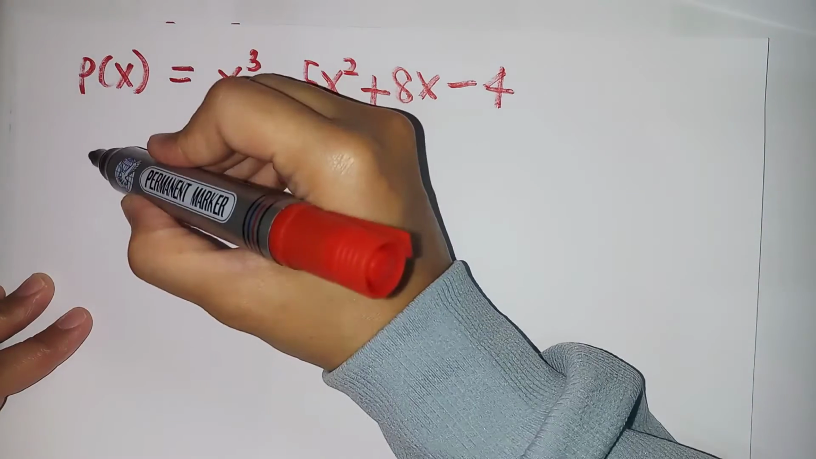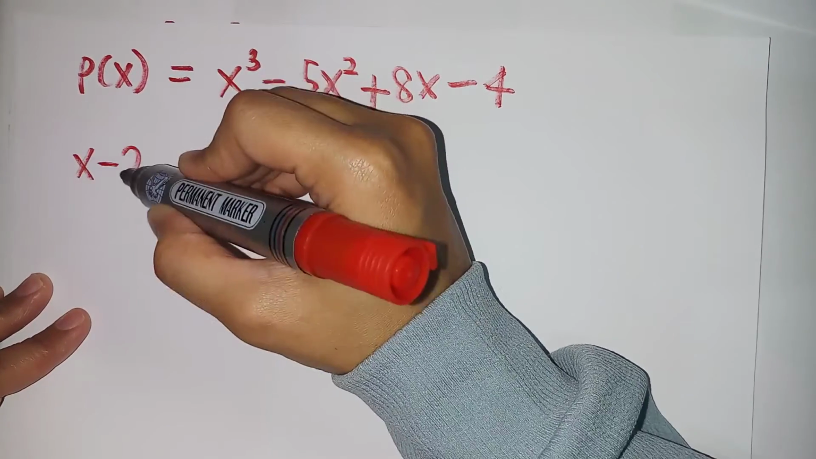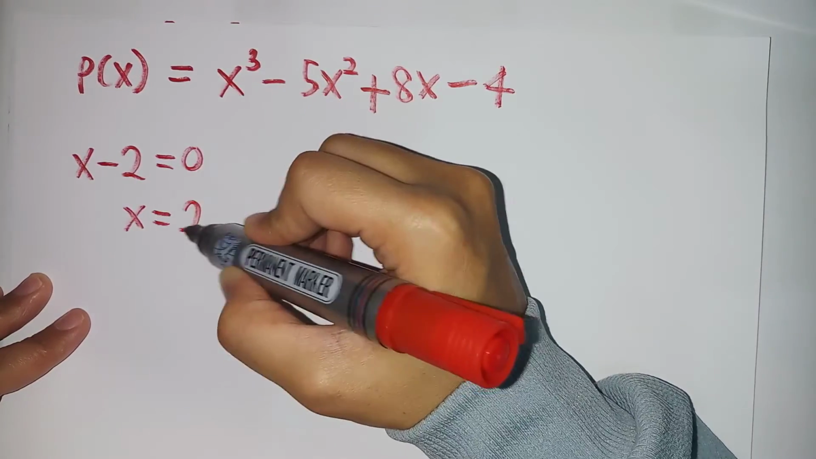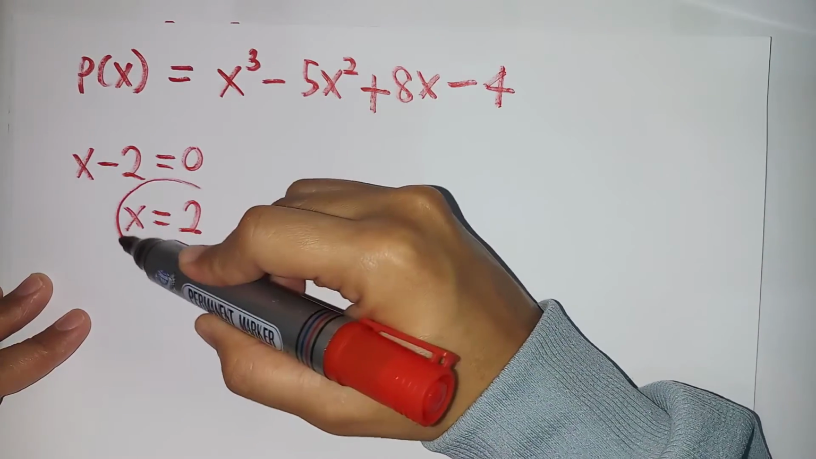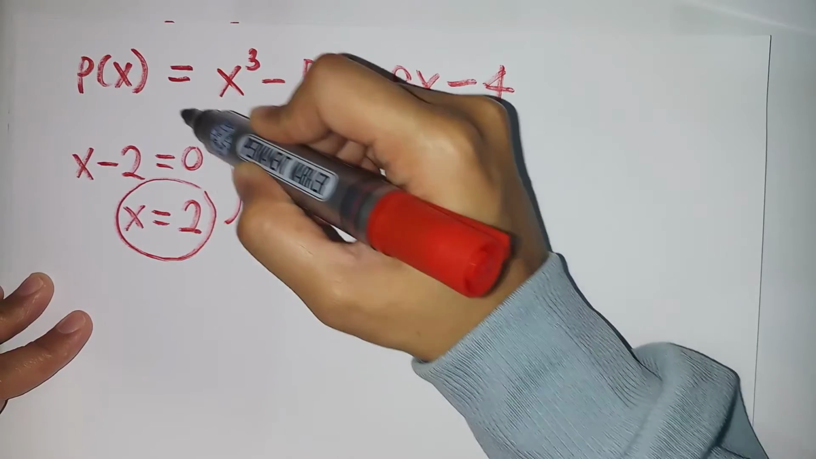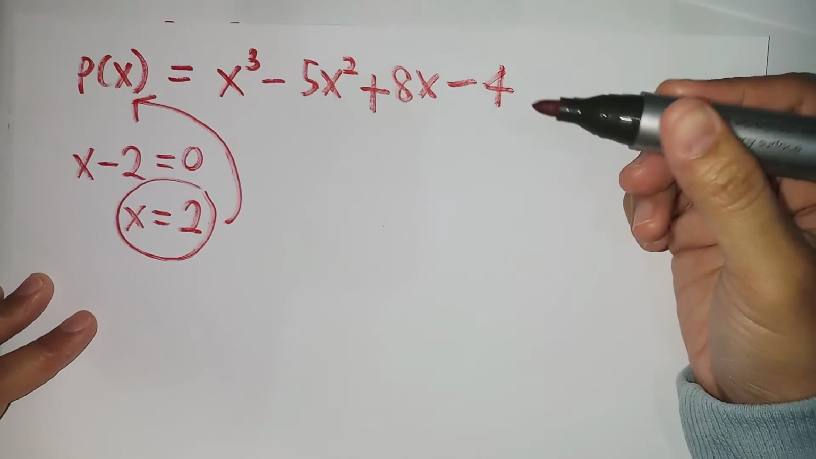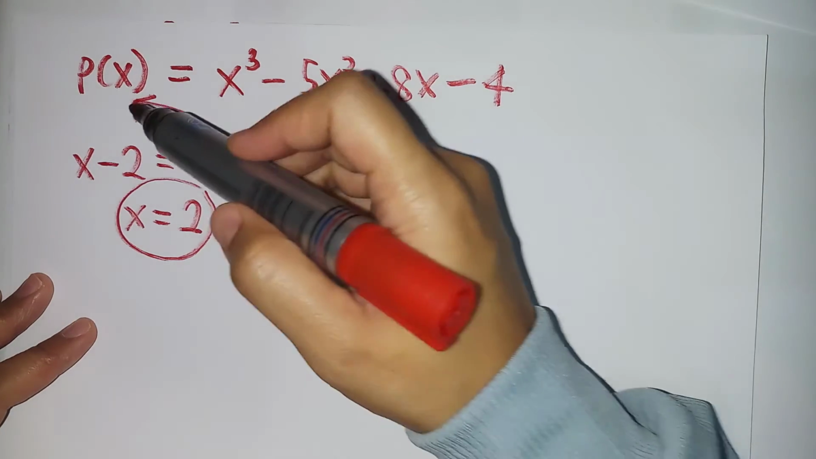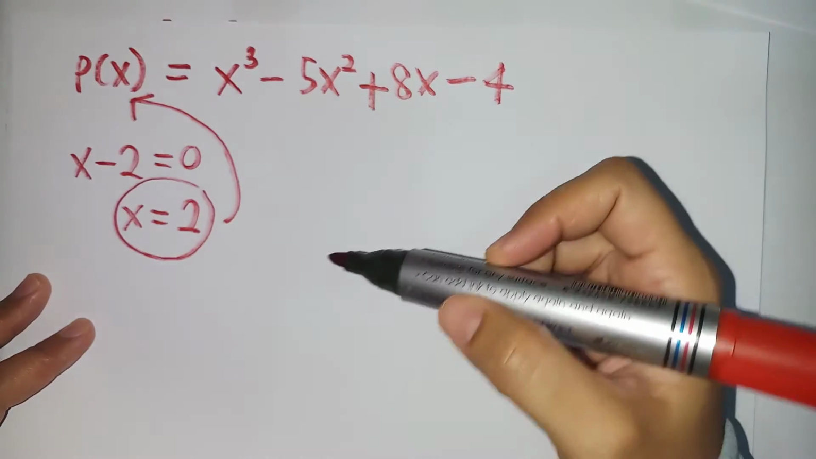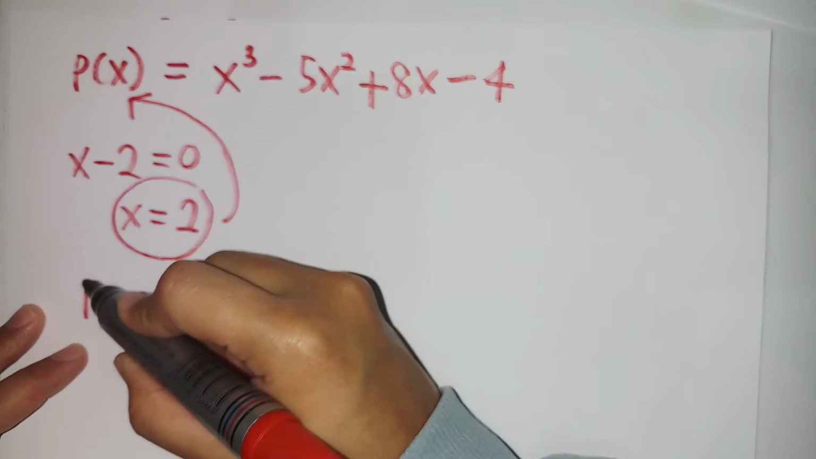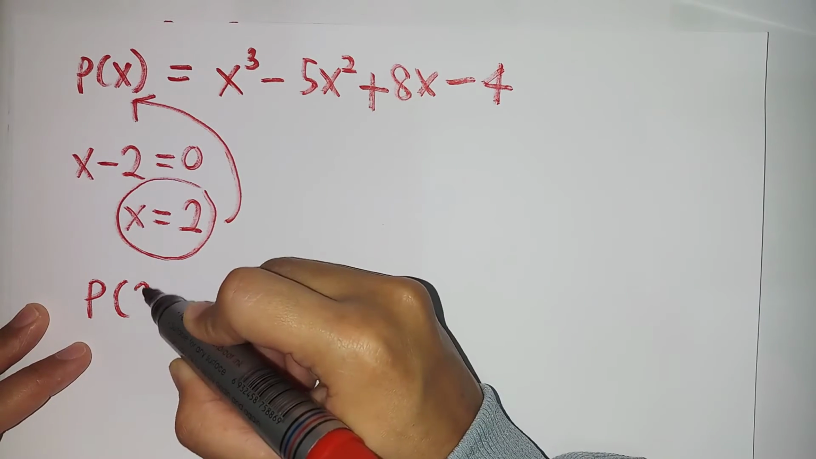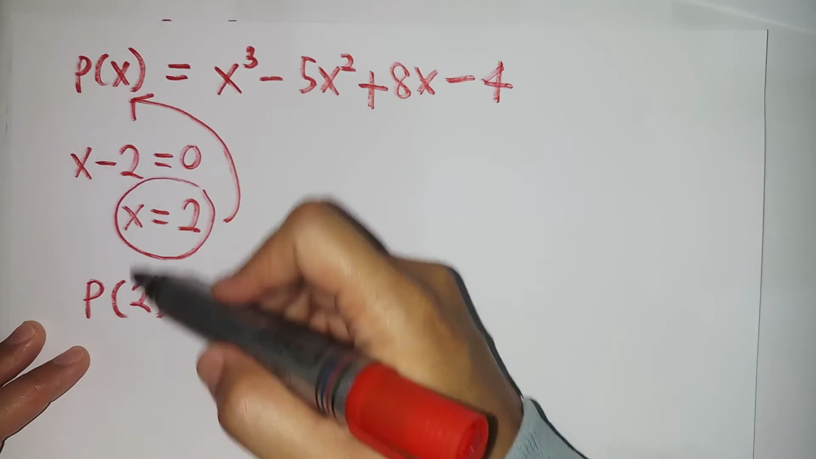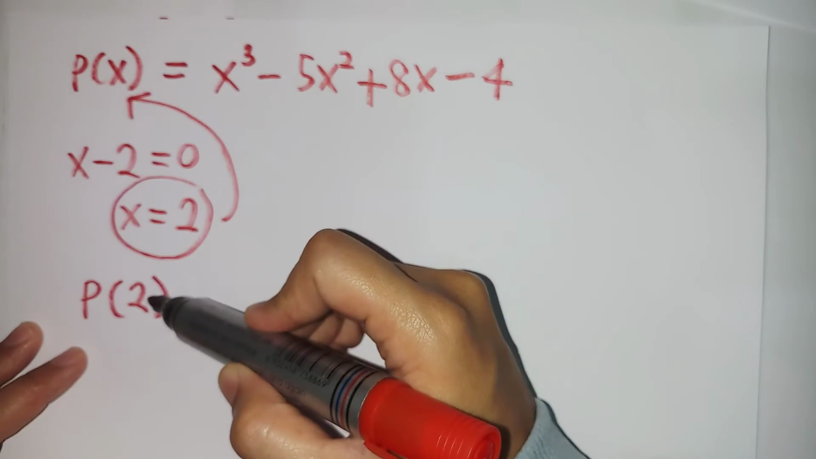What you need to do is you take x minus 2 and make it equal to 0. So your x now is equal to 2. You need to substitute this value inside here, and you need to make sure that you end up with 0. So P(2): whenever I see x, I substitute it with 2.